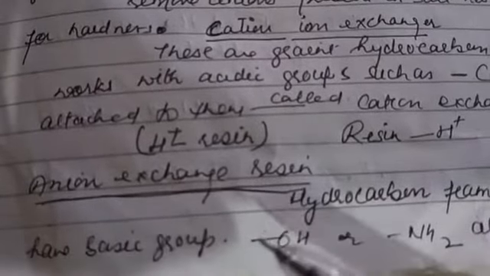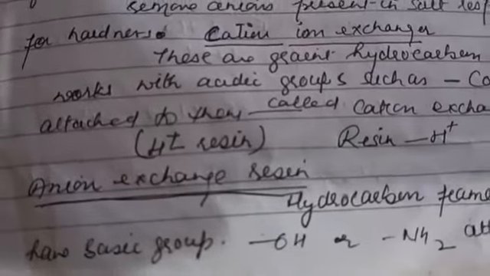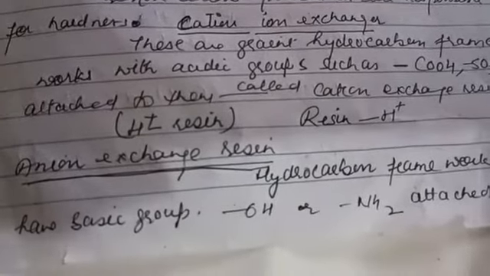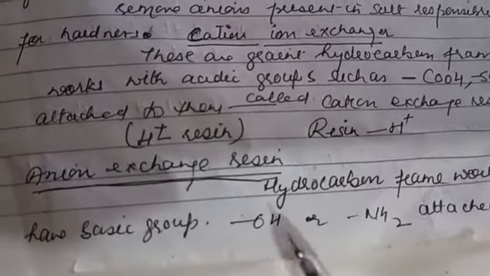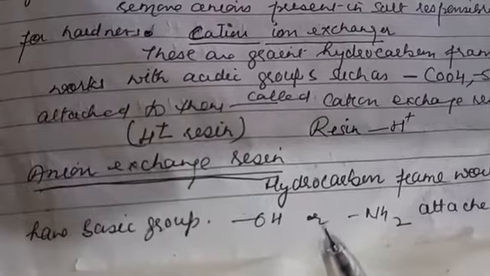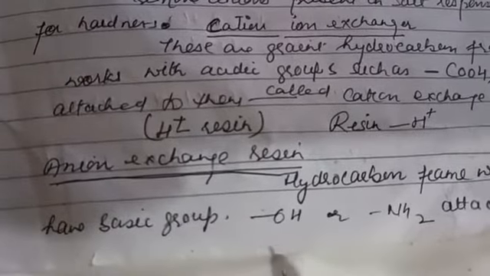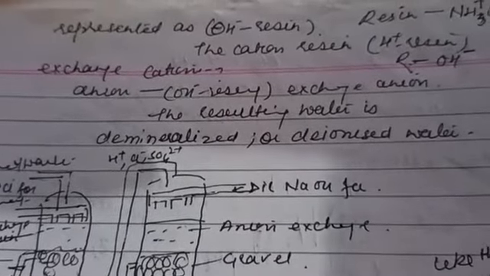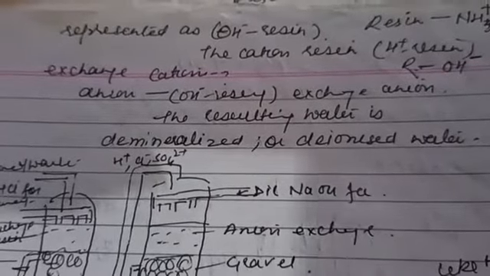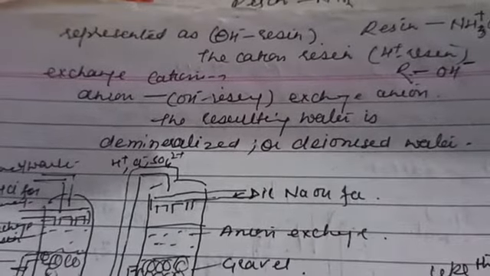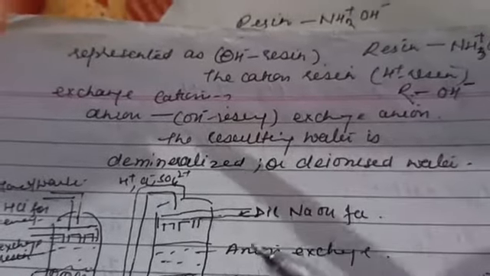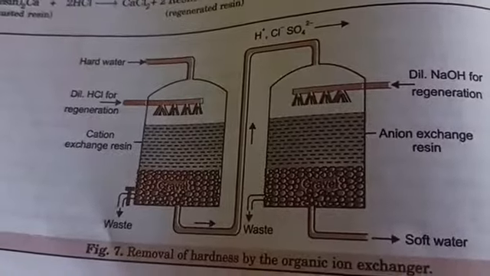Next are anion exchange resins. These are also a huge hydrocarbon framework having basic groups such as hydroxide or amine groups. These are usually present as resin and hydroxide ion. Cation exchange resin can exchange cations and anion exchange resin can exchange anions. So the resulting water is demineralized or deionized water.